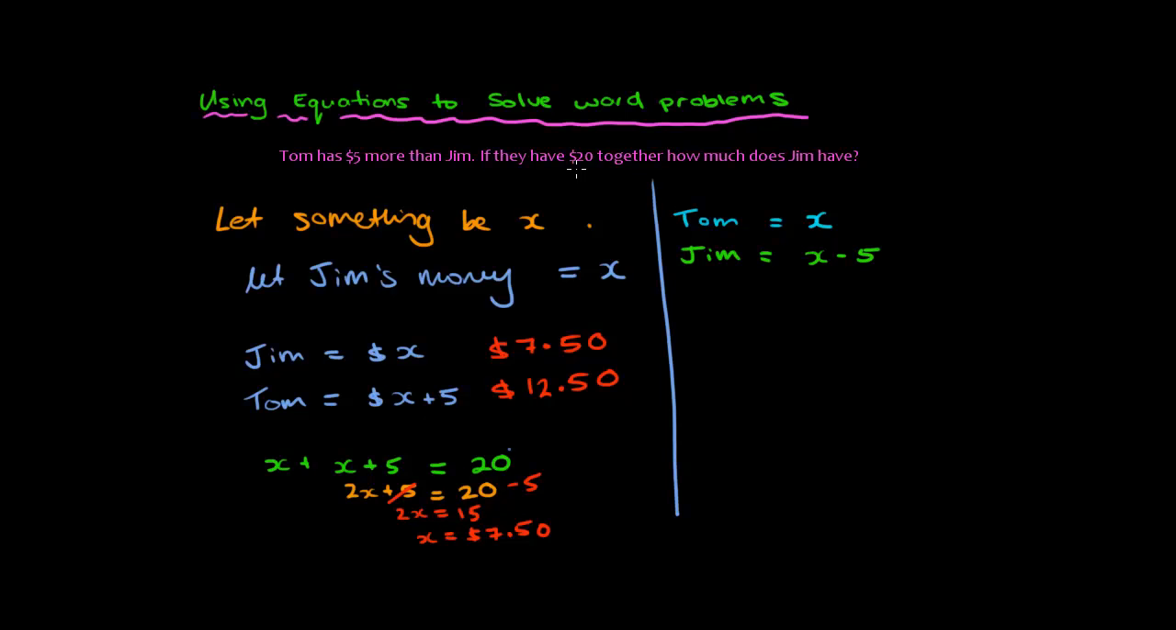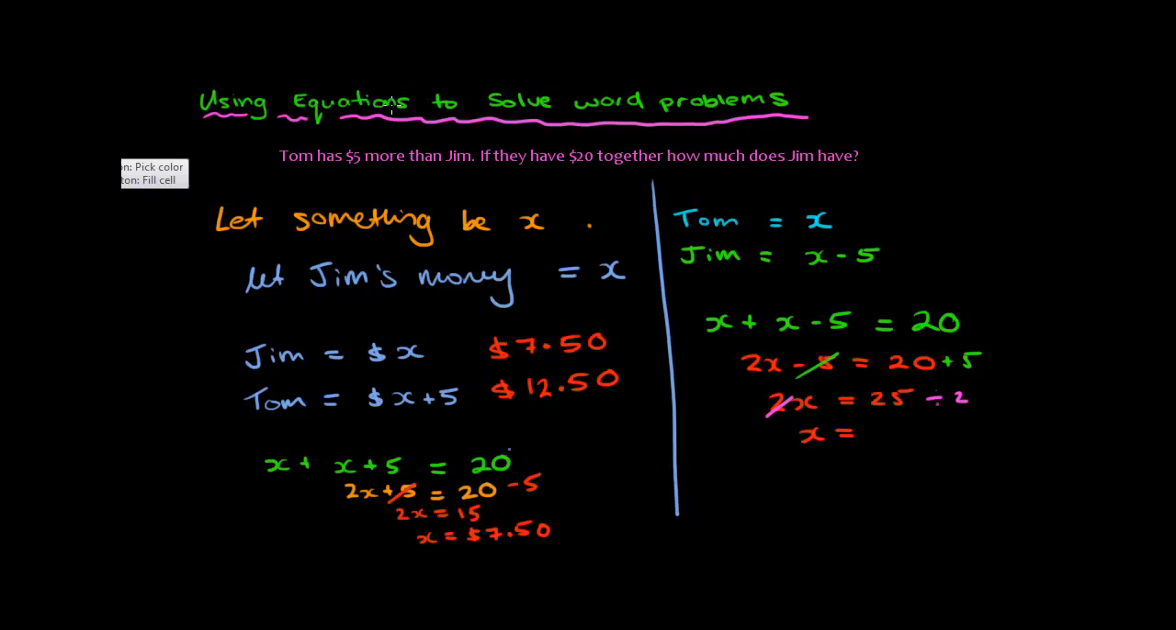And it just goes the same way. So in this case, we've got x plus x minus 5 equals 20. Let's solve this now. 2x minus 5 equals 20. 2x equals 20 plus 5, because the opposite of minus 5 is plus 5, which is 25. How do we get rid of that times 2? We divide by 2. So we're left with x equals $12.50.